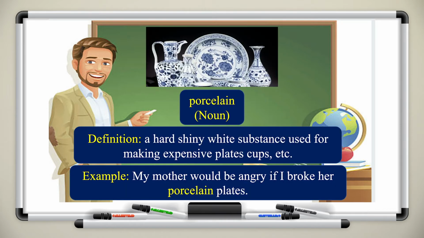Okay? The next word is porcelain. Porcelain is a hard and shiny white substance used for making expensive plates and cups. So they're very expensive. For example, my mother would be angry if I broke her porcelain plates. Why? Because they're very expensive.